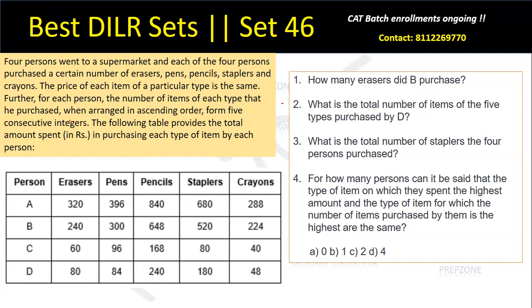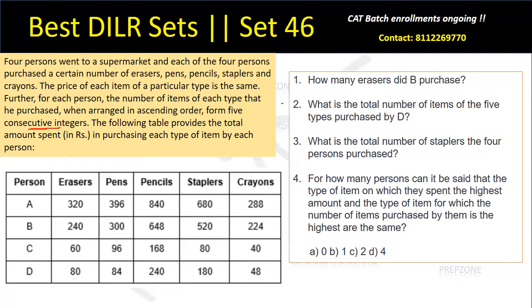Further, for each person, the number of items of each type that he has purchased, eraser जितने खरीदे हैं, pen जितना खरीदा है, pencil जितना खरीदा है, and so on and so forth, when arranged in ascending order, form 5 consecutive integers. Great. इसका मतलब अगर A ने eraser 1 खरीदा है, 2, 3, 4, 5, like जितनी भी quantity खरीदी है A ने across these 5 items, they are consecutive.